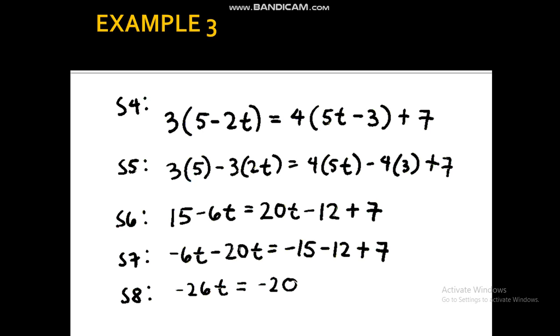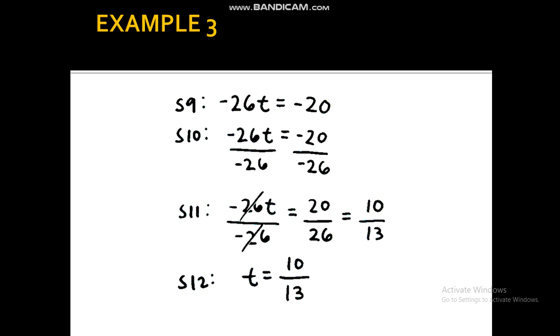Step 7, all the terms containing the variable are gathered in the left hand side. All the pure numbers are gathered in the right hand side. Step 8, what remains in the left hand side is negative 26t, the single term. What remains in the right hand side is the single term negative 20. Step 9, the same. Step 10, I divide both sides of the equation by negative 26 to solve for t.